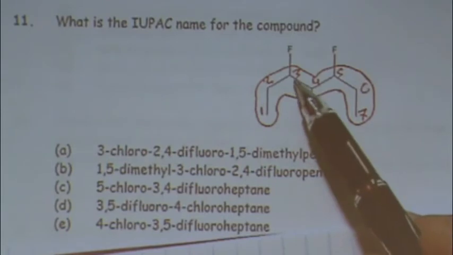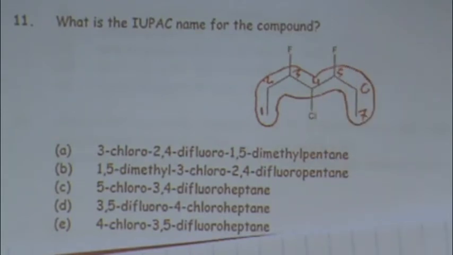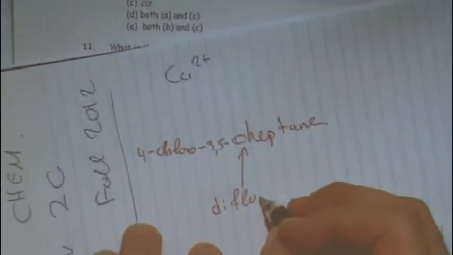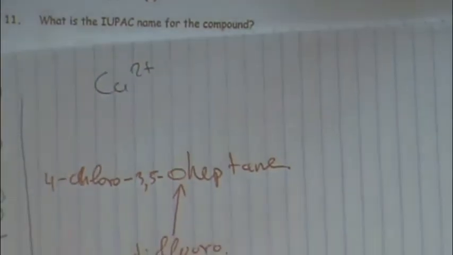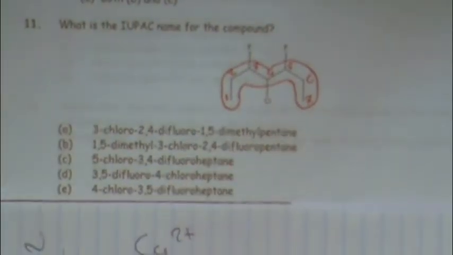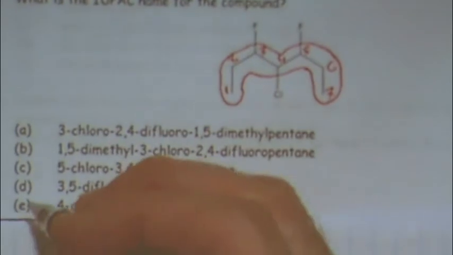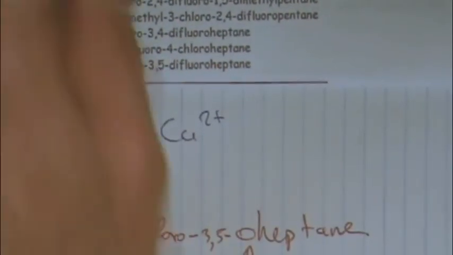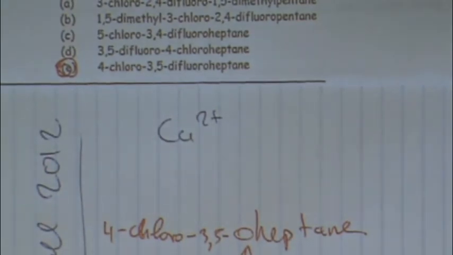Dash. You have at position 3, comma 5. What do you have? Dash. And then you have two fluorides, so it's difluoro. So it's 4-chloro-3,5-difluoroheptane. So the answer should be E. If you don't get it right, don't worry too much about it. When you go to organic, you'll learn better. The exam is not going to have hard problems.